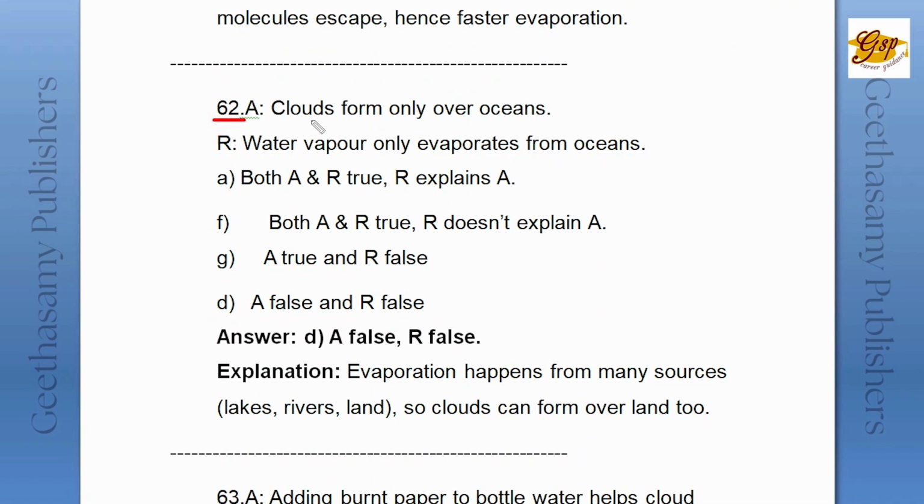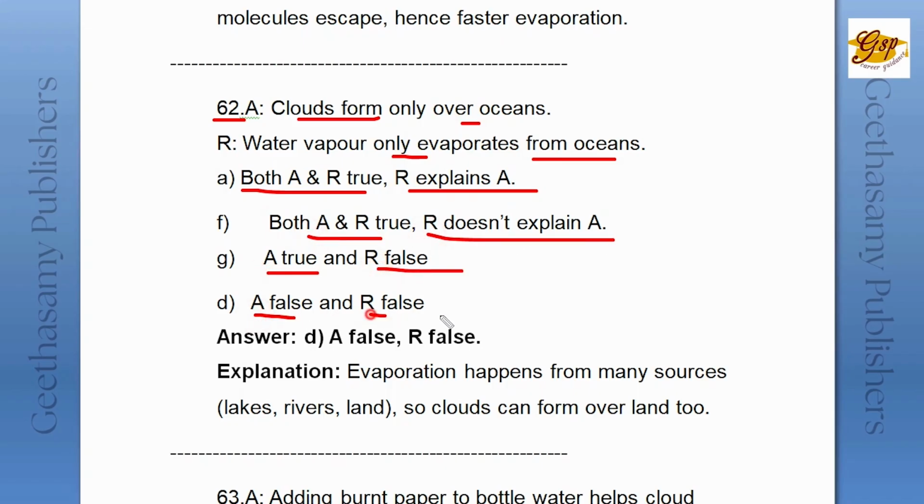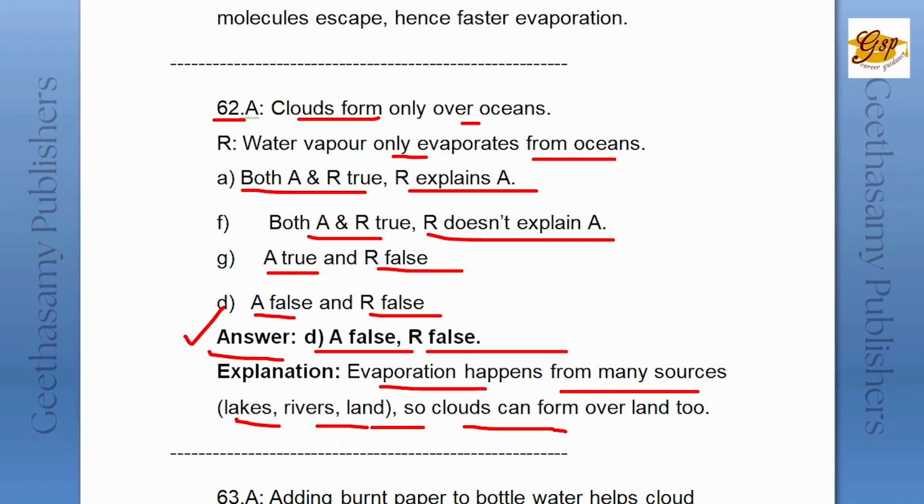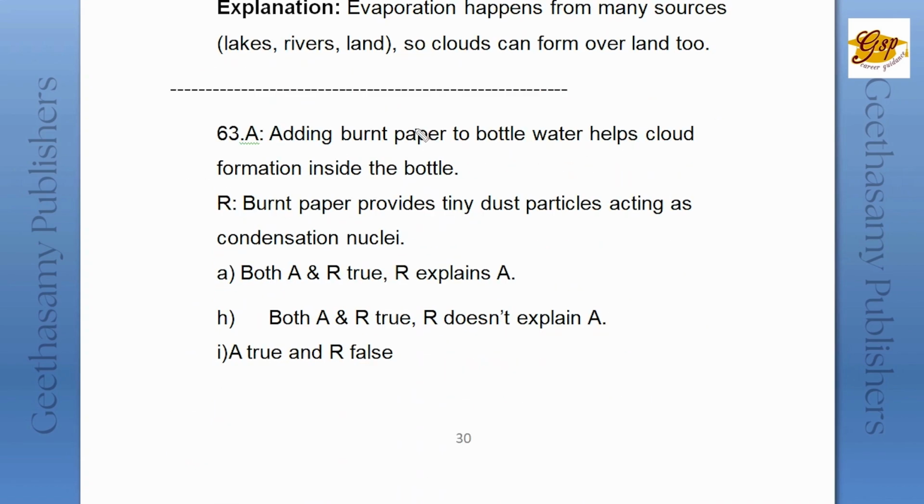The 62nd question. Assertion: clouds form only over oceans. Reason: water vapor only evaporates in the oceans. The options: both A and R true, R explains A; both A and R true, R doesn't explain A; A true, R false; A false, R true. Truly speaking, A is false and R is true. D is the right answer. Evaporation happens from many surfaces, lakes, rivers, land, and clouds can form over land also. Right? And the 63rd question. Assertion.